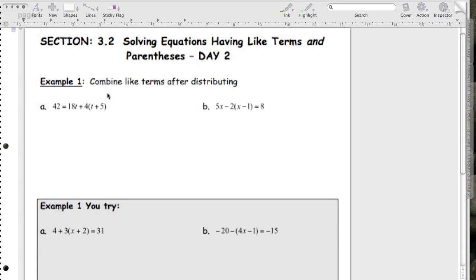Solving equations having like terms and parentheses. Okay, so we're going to focus on, just like we've been doing, this is just an expression. It's two expressions separated by an equal sign. So we want to simplify our expression 18t plus 4 times t plus 5.